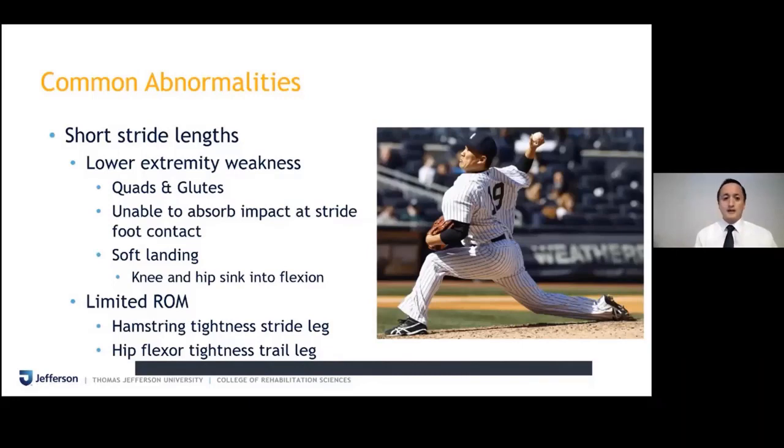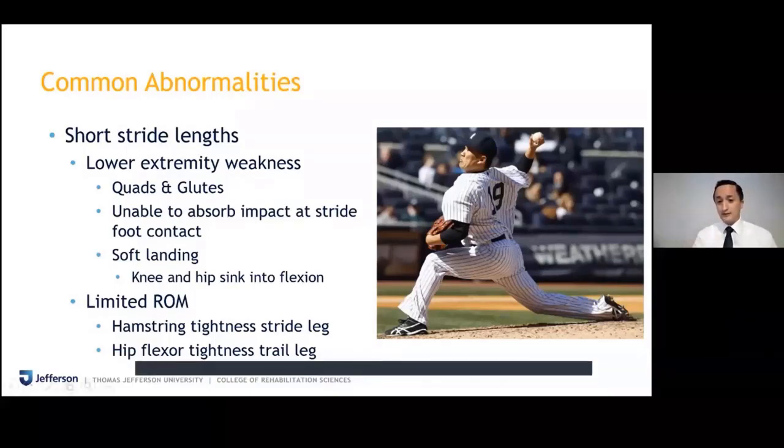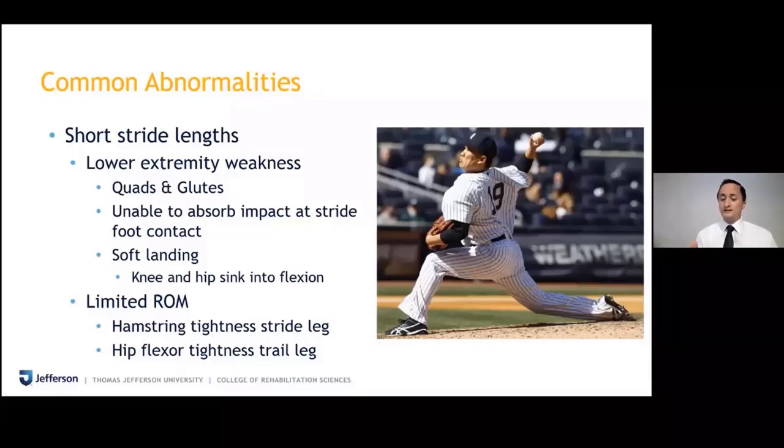The other factor could be limited range of motion. If our stride leg's hamstrings are tight, or this back leg's hip flexors are tight, that could limit how far we can stride out. You could tell an individual to stride further, but if they have a weakness issue or a range of motion issue, it's not going to help. There's something underlying that's causing this limited stride length, so we have to address these things.